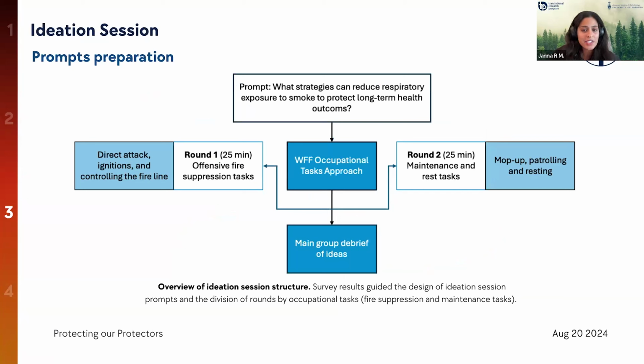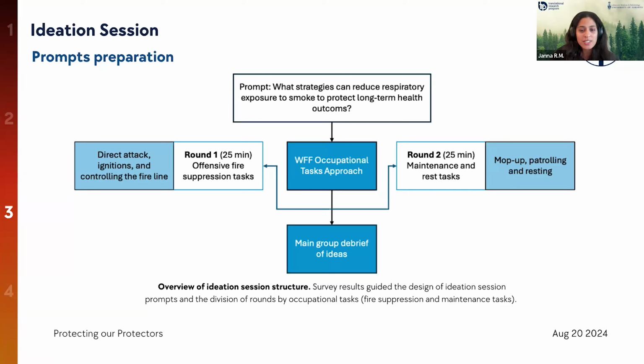We divided the ideation session into 2 rounds of 25 minutes each based on occupational tasks, followed by a group session debrief. The first round, as seen on the left, focuses on offensive fire suppression tasks such as direct attack. The second round, as seen on the right, focuses on maintenance and rest tasks such as mop-up.